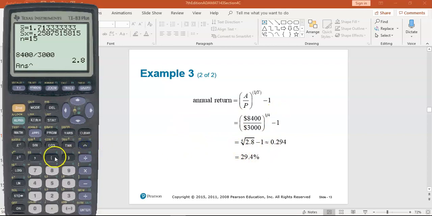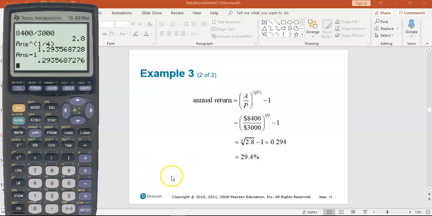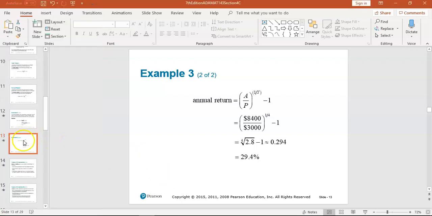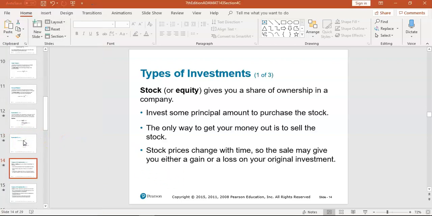I can simply, in my calculator, raise it to the 1/4, and quite frankly, that's easier in the calculator because there's a lot of button pressing that you have to do to get it to be the 4th root and not a square root. Take that, and you get 1.29 and some change, and now I need to subtract out the 1, and so I would have had a 29.4% annual return. So I'm making about 29% each year. That's fantastic.